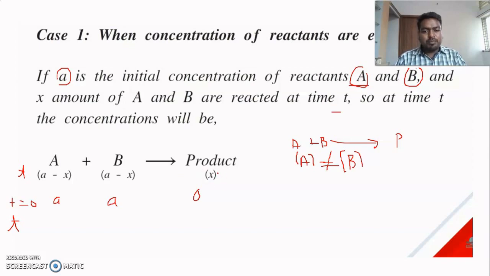If x is the concentration of product, what is the concentration of remaining reactant? The initial concentration a minus x gives the concentration of reactant remaining at time t. Here both concentrations are equal, so the concentration of B at time t, that means after 5 minutes or after 10 minutes, is also the initial concentration minus the concentration of product, a minus x. Now apply the law of mass action to this equation.